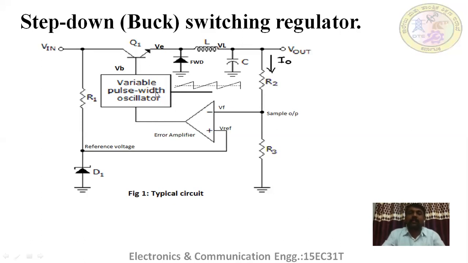Therefore, you cannot even observe any fluctuation at the output. Automatically, those fluctuations are adjusted with the help of this feedback circuitry. One more input for this pulse width oscillator is the sawtooth voltage. Here a sawtooth is considered because it gives a continuously variable amplitude at all times. So this is about how the step down switching regulator works.